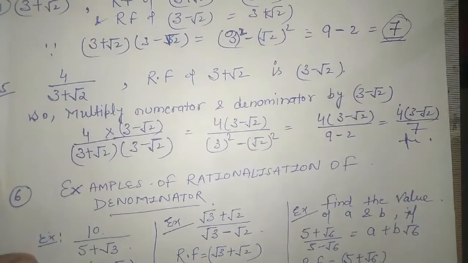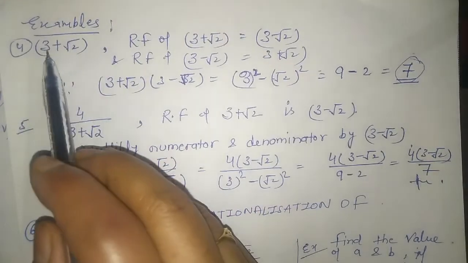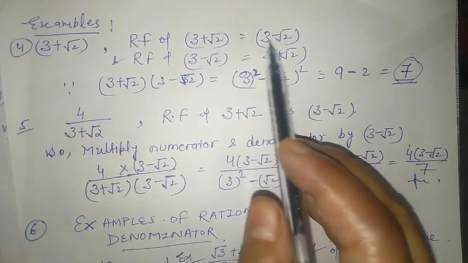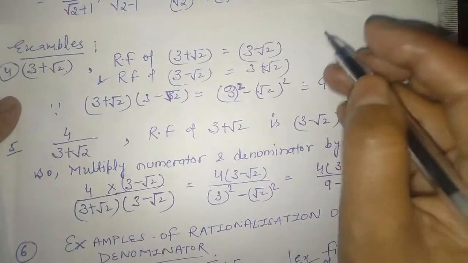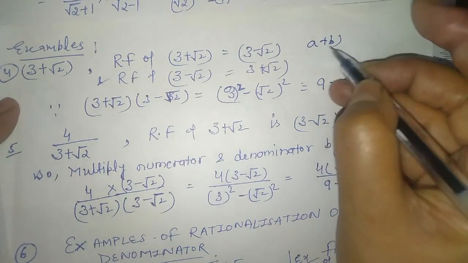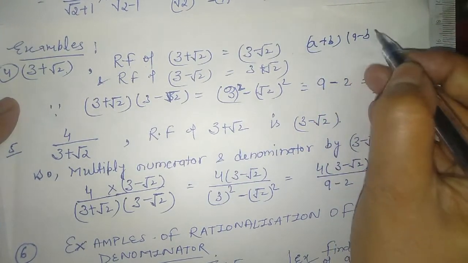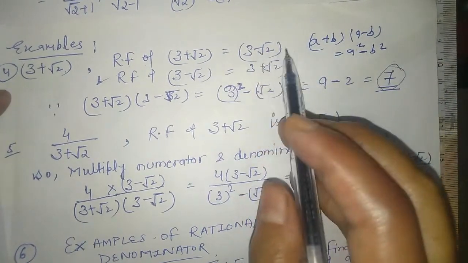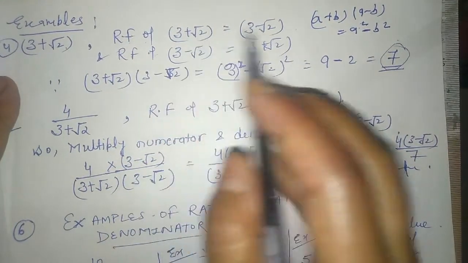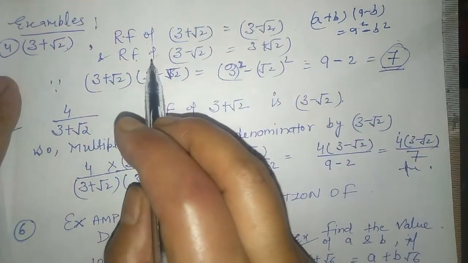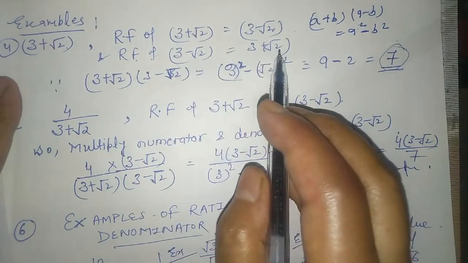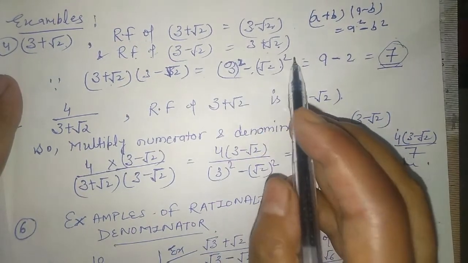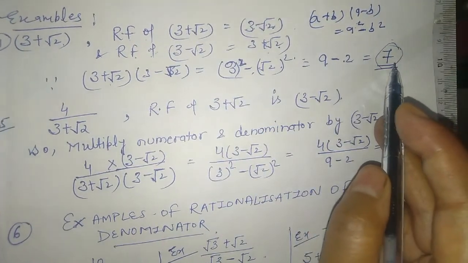What type of question you will get? So this is the rationalizing factor, 3 plus root 2. The rationalizing factor of 3 plus root 2 becomes 3 minus root 2, because you are familiar with the identity a plus b and a minus b. It becomes a square minus b square. So because of the squares, the root will cancel out. So rationalizing factor of 3 plus root 2 becomes 3 minus root 2, and rationalizing factor of 3 minus root 2 becomes 3 plus root 2. If we multiply them, what we'll get? 3 square minus root 2 whole square becomes 9 minus 2 is equal to 7.